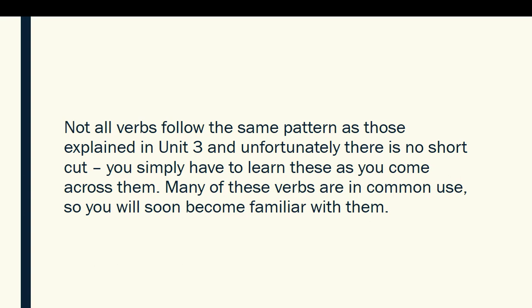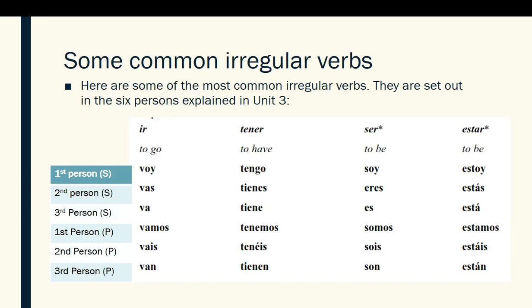Not all verbs follow the same pattern as those explained in Unit 3, and unfortunately, there is no shortcut. You simply have to learn this as you come across them. Many of these verbs are in common use, so you will soon become familiar with them. Here are some examples of common irregular verbs. They are set out in the 6 persons explained in Unit 3.